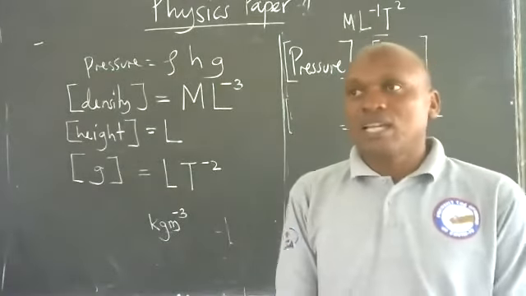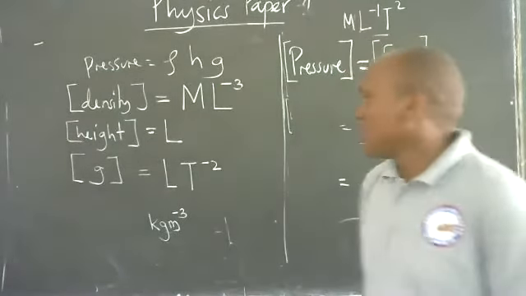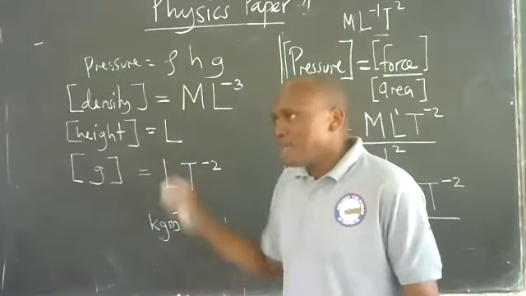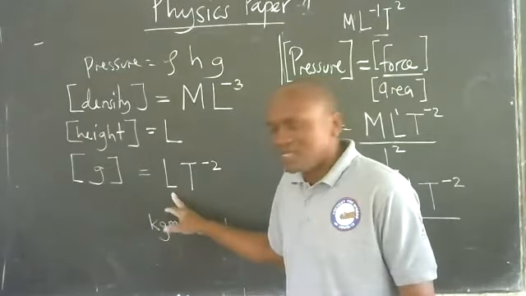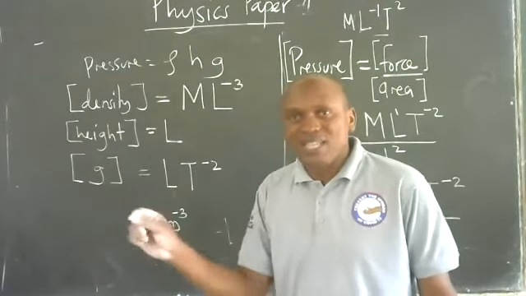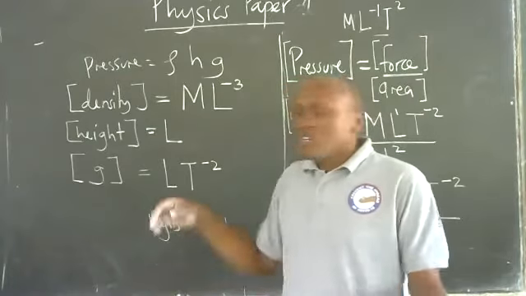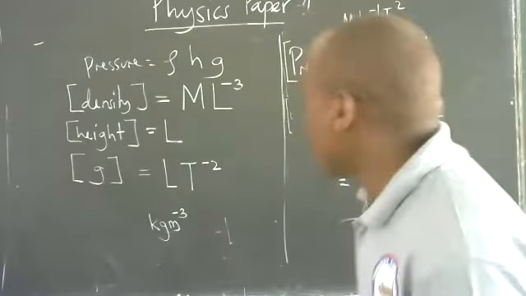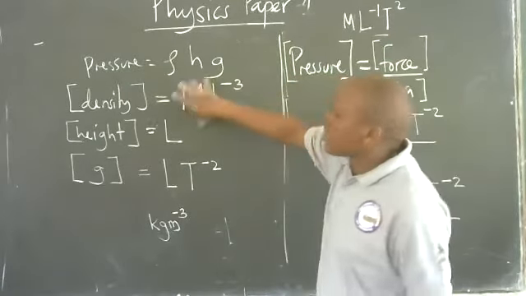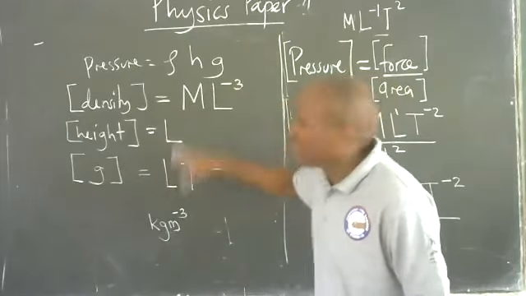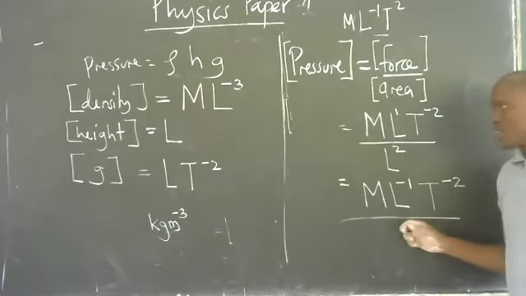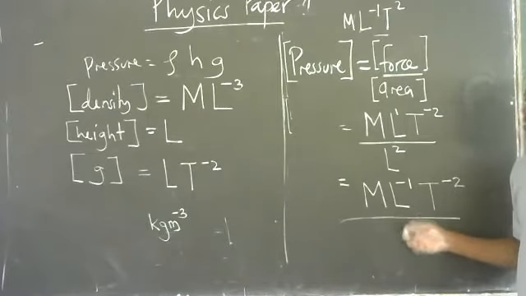Just follow the units. Like acceleration due to gravity is meters per second squared. Meters is L, length. Seconds squared is time. Now, what I want you to do, I think it was Rebecca who was asking, we are going to combine these three quantities in this formula, and we see whether we shall come to the same formula like this.